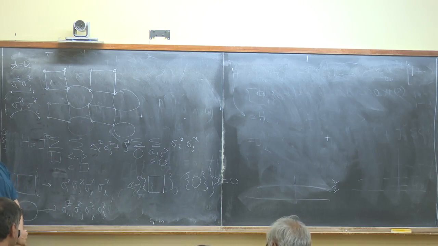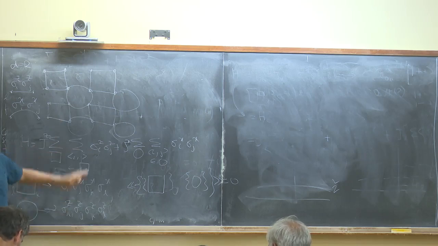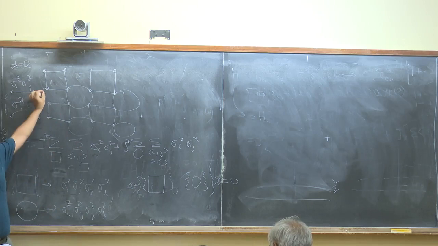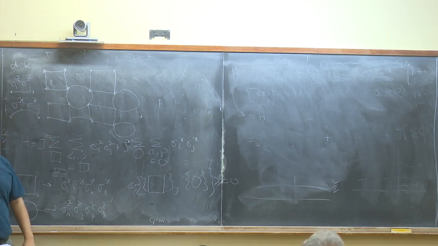Maybe I have a naive question. These things look like matter fields to me. Do you have link fields? No, only on site. Only site fields. So this seems like just matter fields. Yes, it's not obvious that it is simply like a gauge theory.